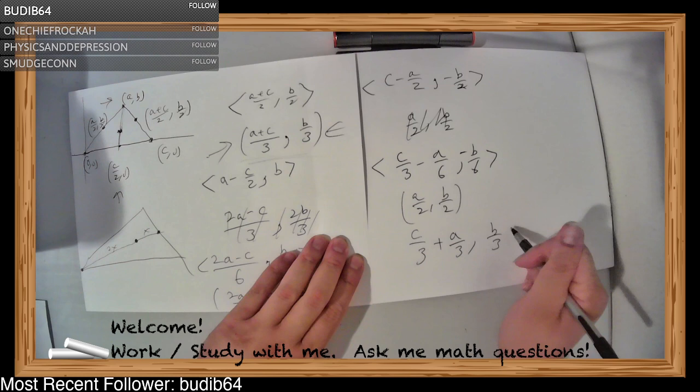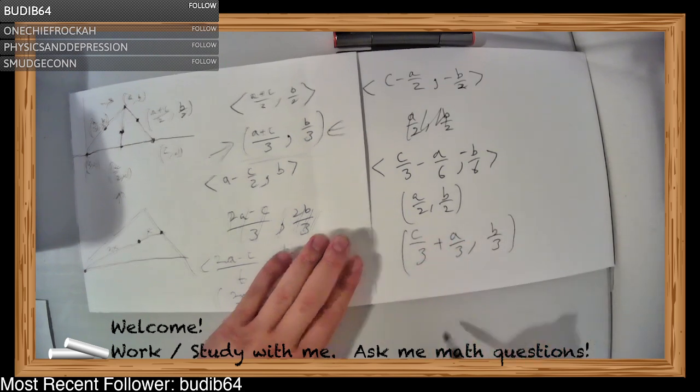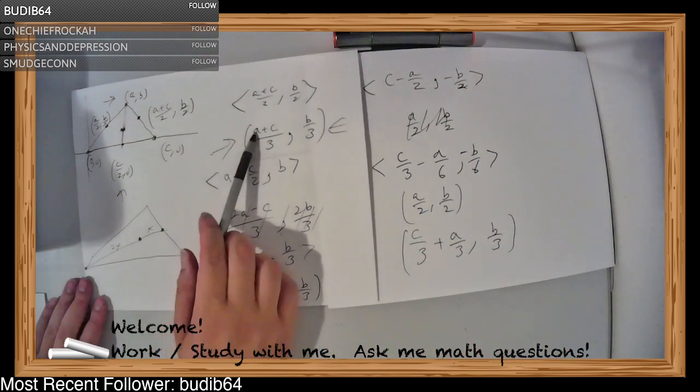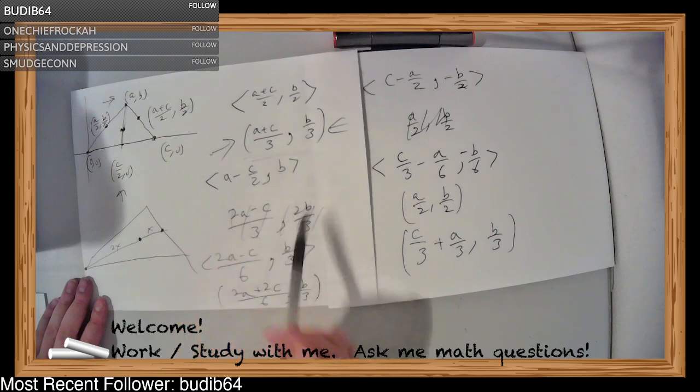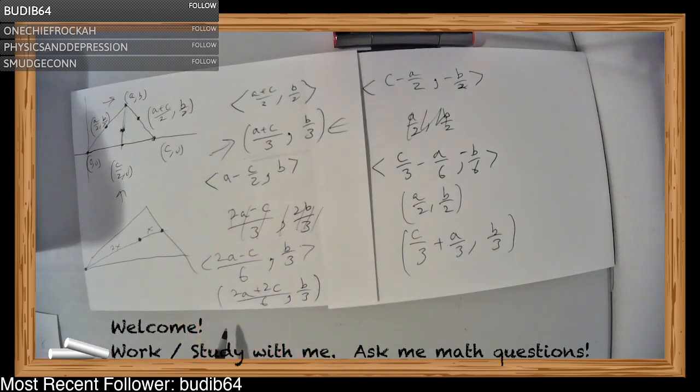b over 3. Hey. So all three times we got the same thing: (a plus c) over 3, b over 3.